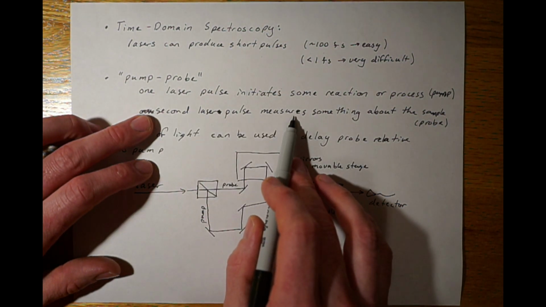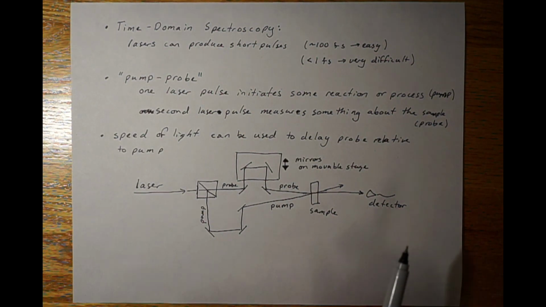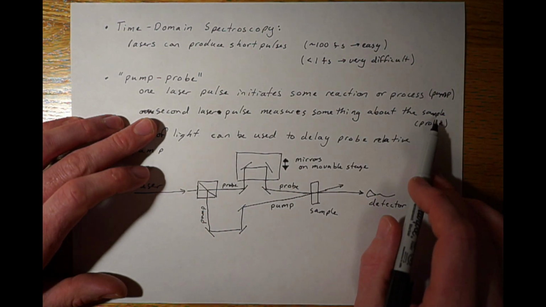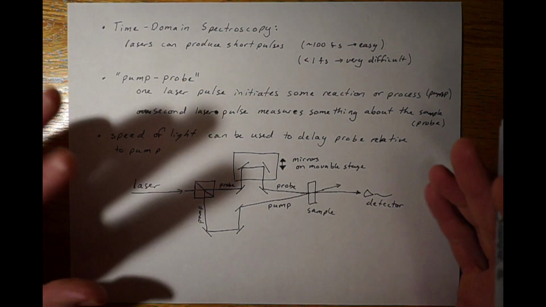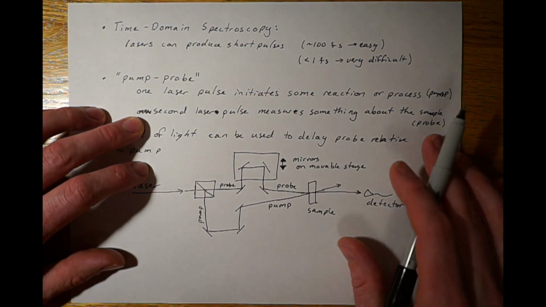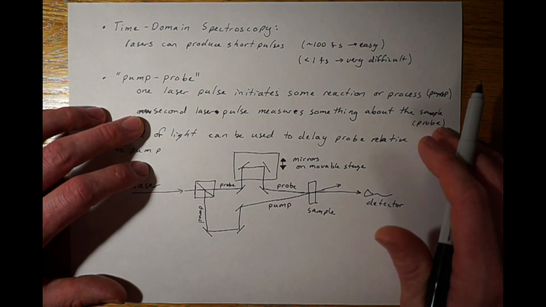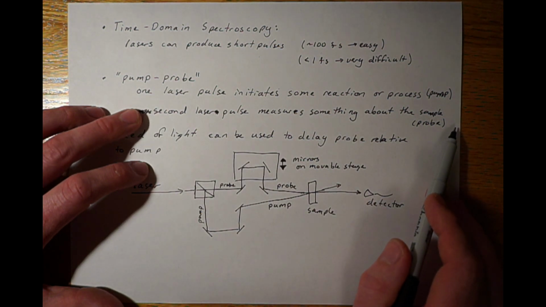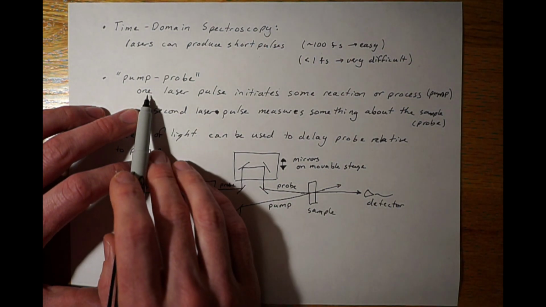That second laser pulse measures something about the sample. So it might measure, does our molecule still exist? Have we started to form product? Have we started to form some intermediate species? And really this second laser pulse can be any wavelength. It doesn't have to be the same wavelength as our initial pulse.